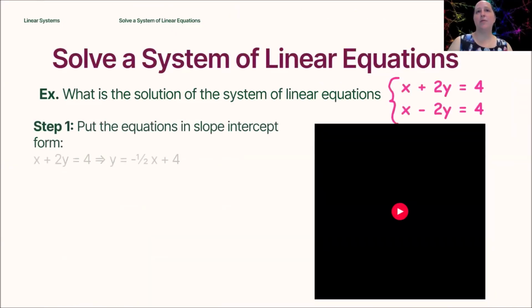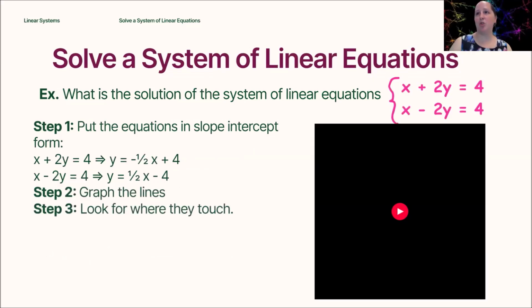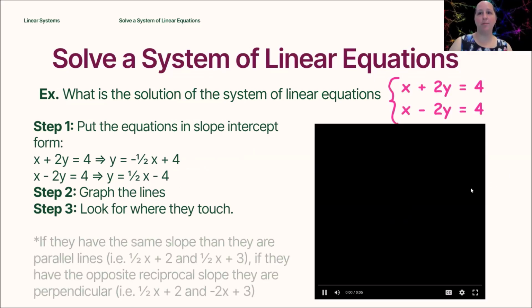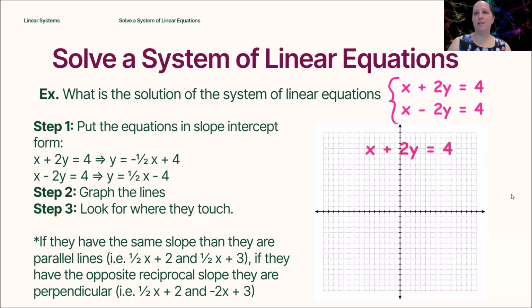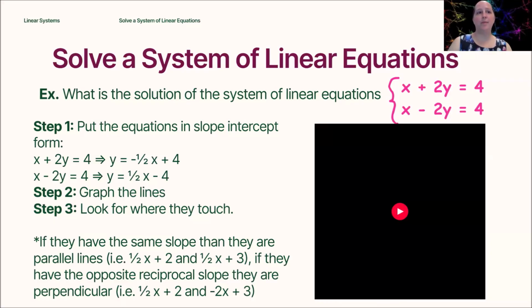So what is the solution of the system of linear equations x plus 2y equals 4 and x minus 2y equals 4? I can put the equations in slope-intercept form, okay? And then I can graph each of those lines and see where they touch. In this case, that's my solution, okay?